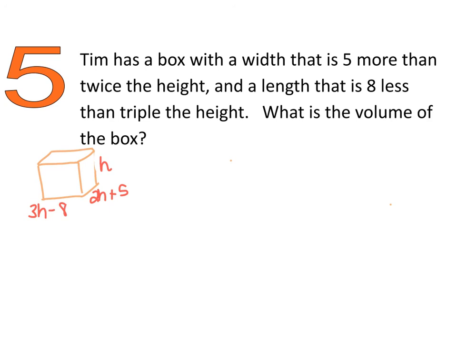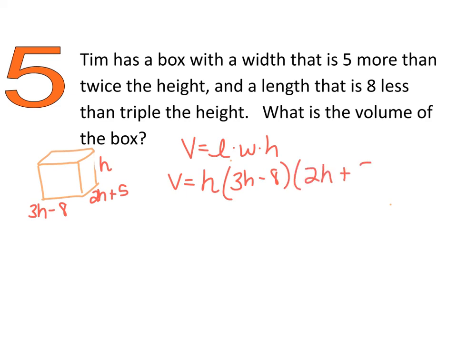Okay, how do we get volume? Well, volume of a rectangular prism is length times width times height. So I'm going to put h out front because it's a monomial, and then I'm going to multiply my 2 binomials together. So it may look really complicated, but the reality is this is really not a bad one. So I would suggest doing the binomial times a binomial first.